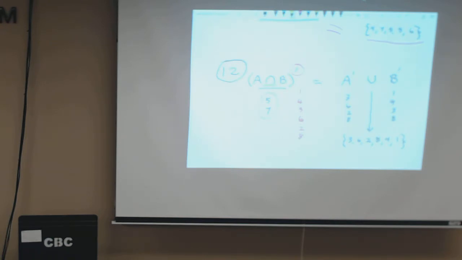Now, what's the complement of the set 5 and 7? Take 5 and 7 out, and what are you left with? 1, 4, 3, 6, 2, 8. You follow that? Now, let's see if that matches. What's the complement of A? Put your finger on A, and what's left? 2, 6, 3, 8.